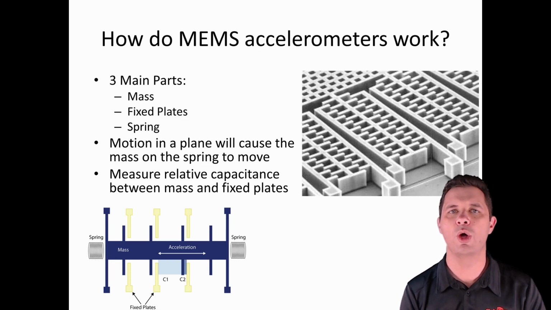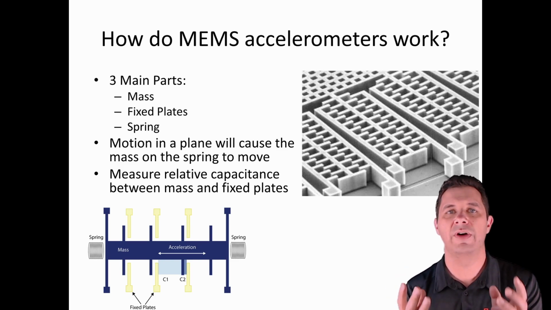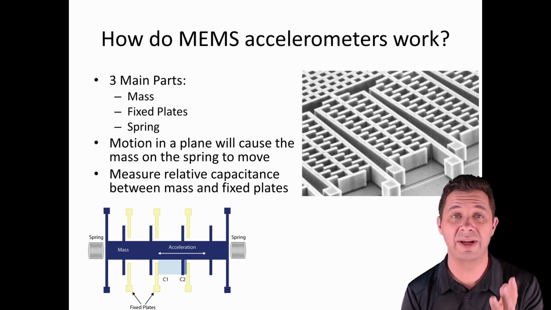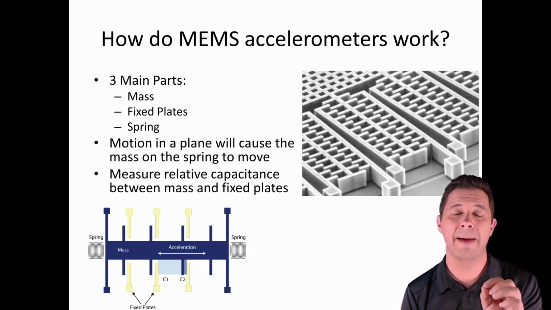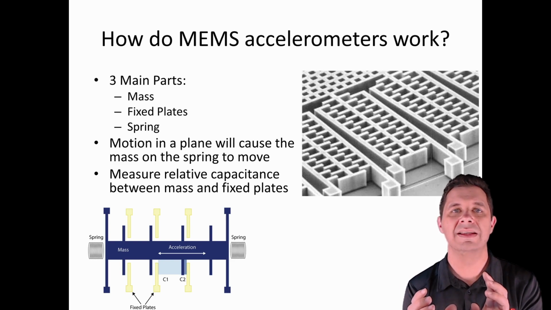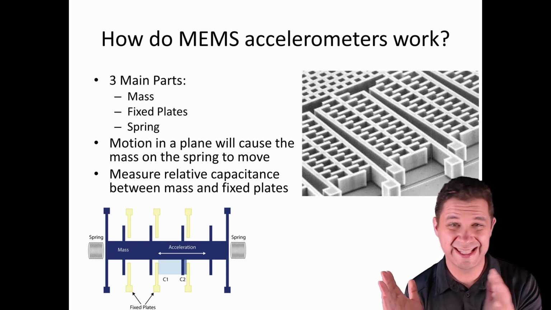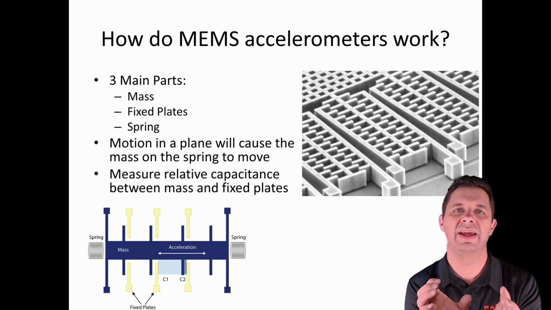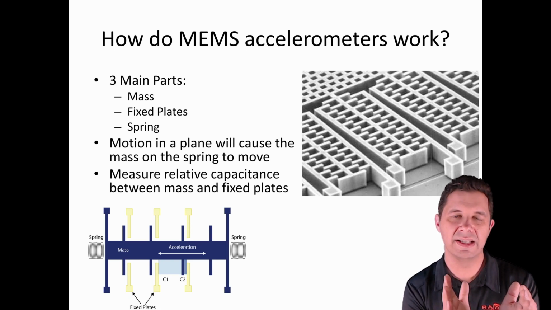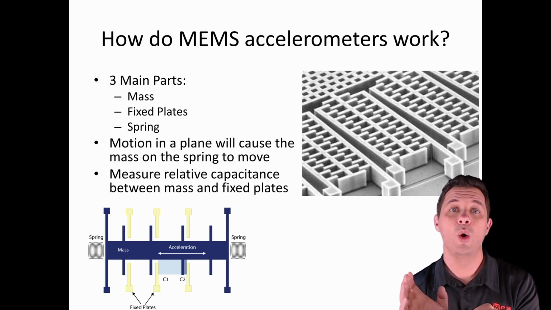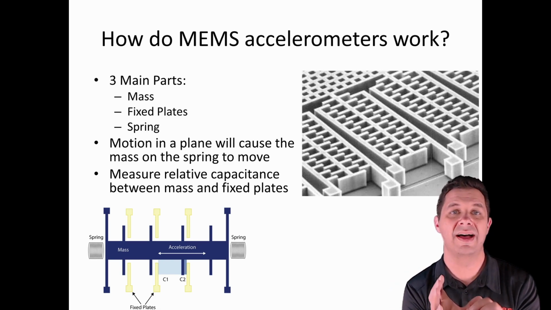Now, I've talked about this term MEMS, the microelectromechanical structures, and these are very, very small, typically less than a millimeter in size. They consist of three things, basically: a mass, and that mass is attached to a spring so it can move around, and then some fixed plates. When you have motion, acceleration, that mass is moving on those springs. And we can measure the relative capacitance between the mass and those fixed plates that are there. And based on that relative capacitance, we can measure how much acceleration our system actually has.